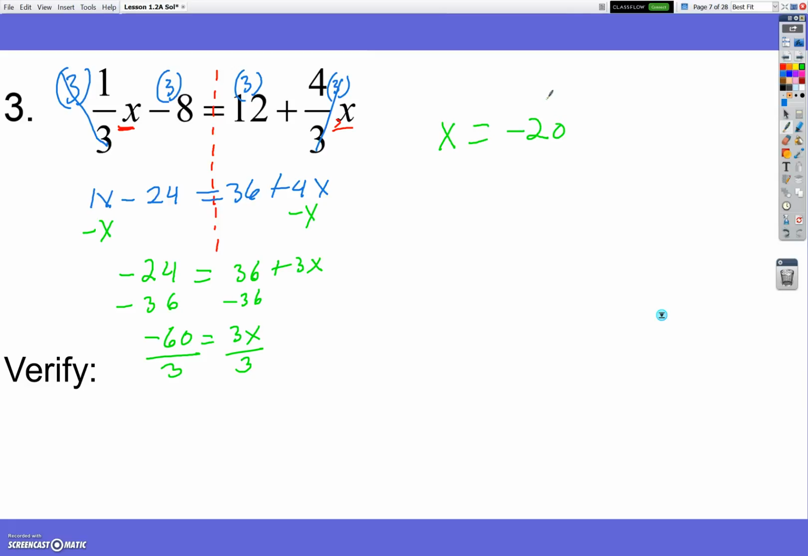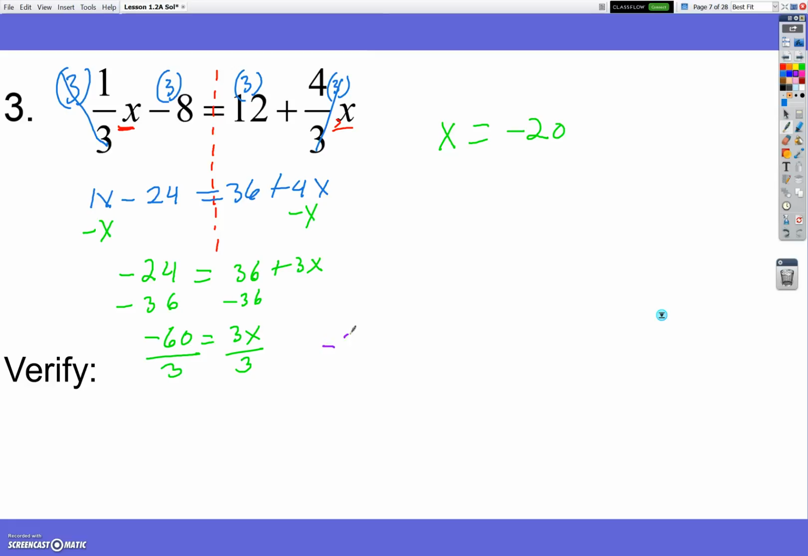Alright, I would like you guys to pause it right here and verify it yourselves. So go ahead and pause it right now, and when you guys are all done, go ahead and check your answers with mine. Alright guys, you should have an answer for verifying, so let's go ahead and do this together.